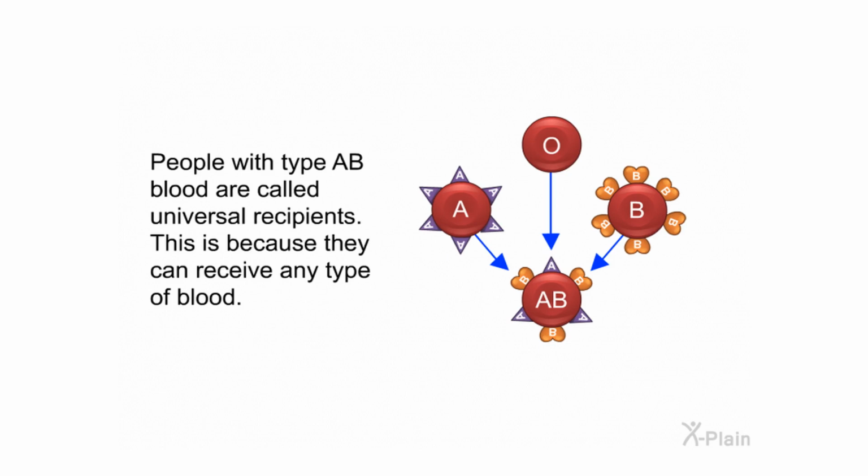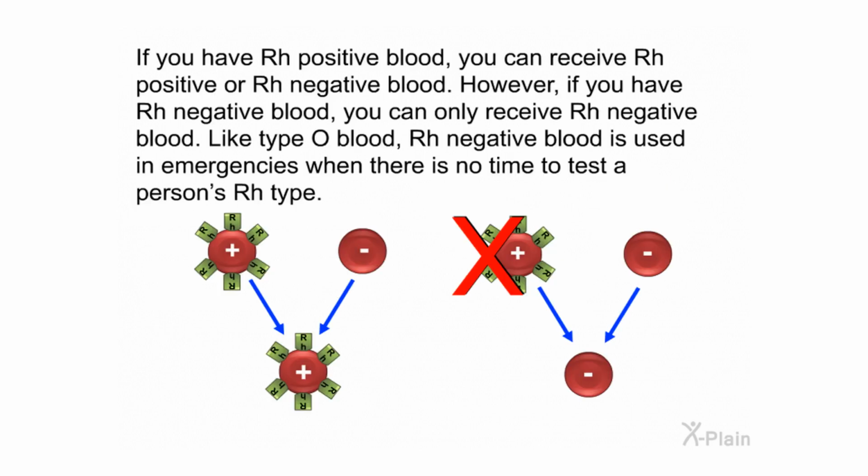People with type AB blood are called universal recipients. This is because they can receive any type of blood. If you have Rh positive blood, you can receive Rh positive or Rh negative blood. However, if you have Rh negative blood, you can only receive Rh negative blood. Like type O blood, Rh negative blood is used in emergencies when there is no time to test a person's Rh type.